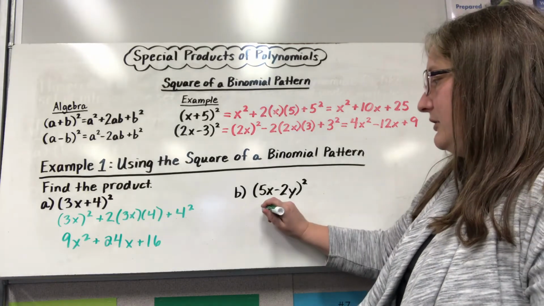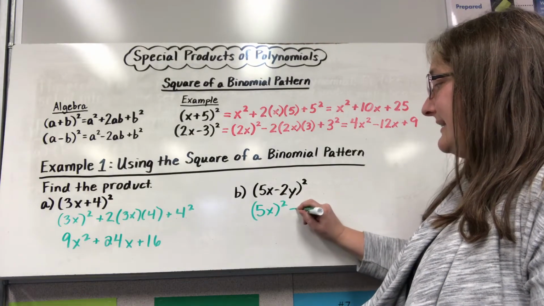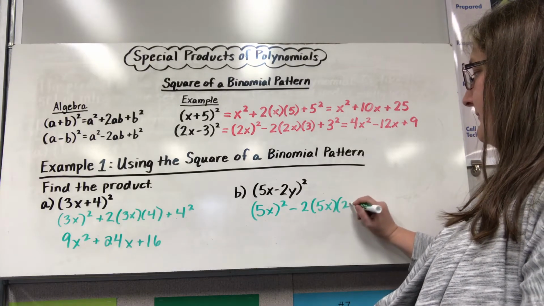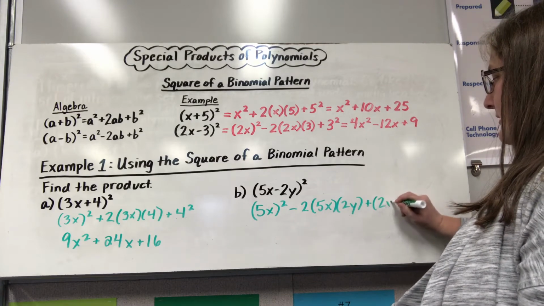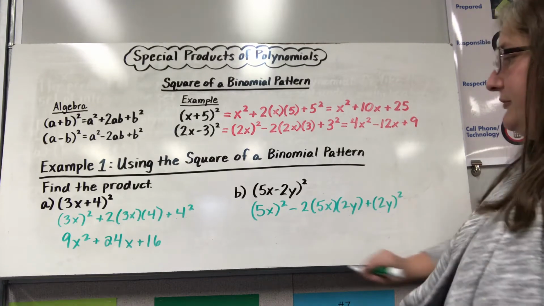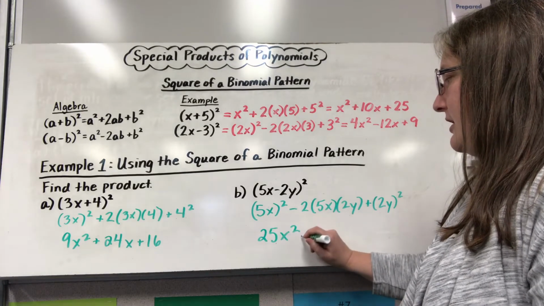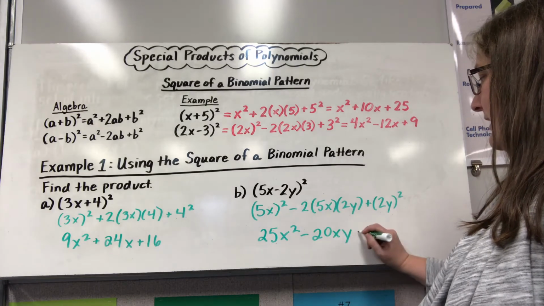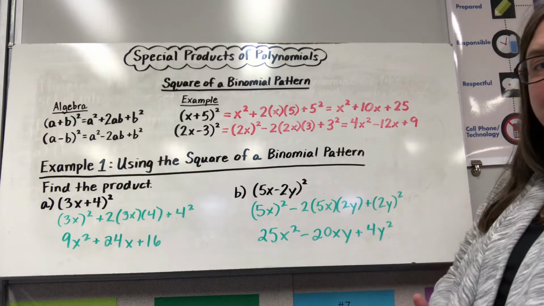Here I'm finding the difference of two terms. So in this case, it's going to be the first term squared minus 2 times both terms, 5x and 2y, plus the last term squared. So this is going to become 25x squared minus 20xy plus 4y squared.